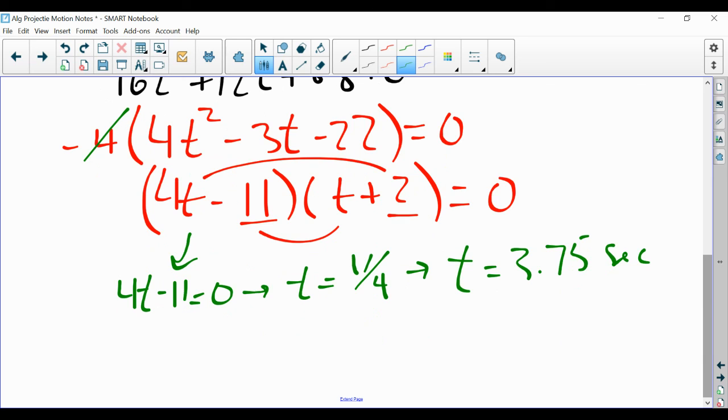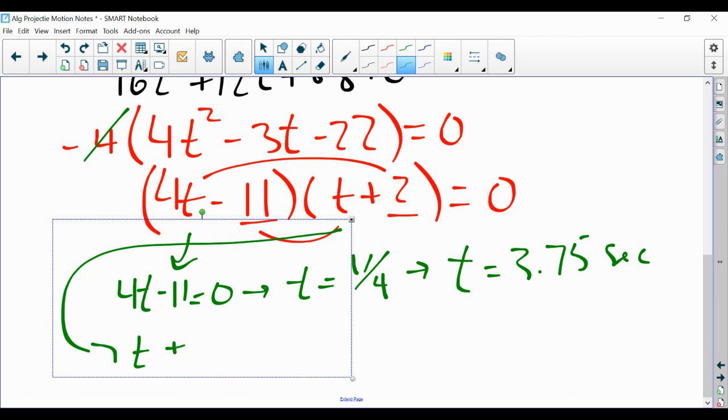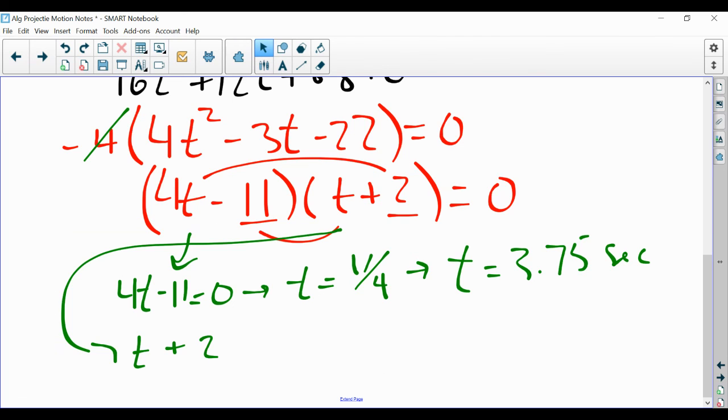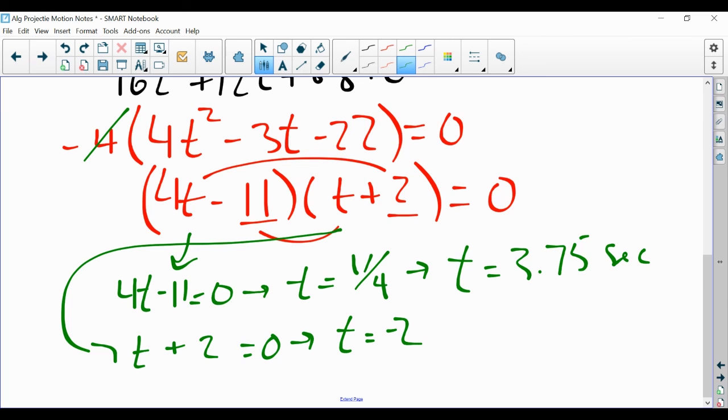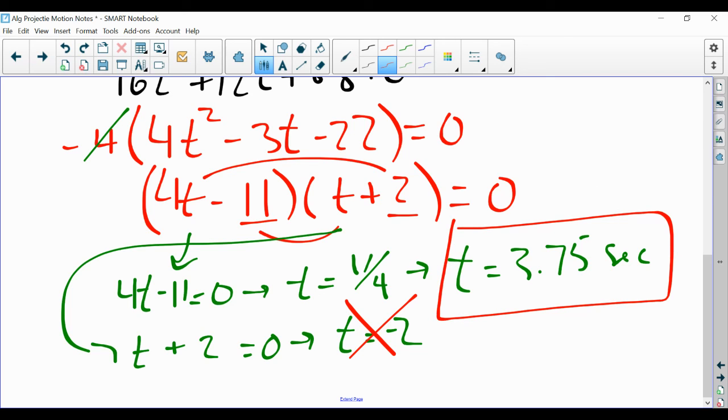Okay, that makes sense. Or I could say that t plus 2 is 0, in which case t is negative 2. And then, just like in the last problem, that means we are going back in time 2 seconds. That doesn't make any sense. So the only thing that works here is t is 3 3/4 seconds. So after 3 3/4 seconds, the object is going to hit the ground.